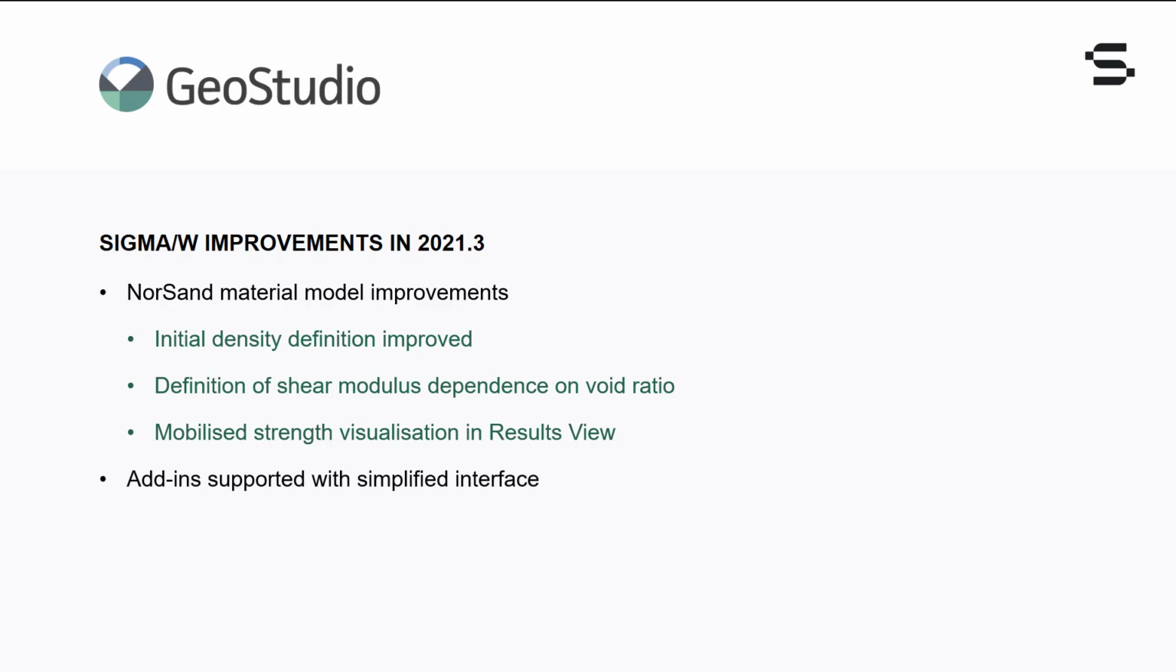Add-in constitutive models have been re-enabled in SigmaW. The add-in interface has been simplified and the functionality has been improved so that state parameters can be saved and persisted through time from one analysis to another, and plastic states can be set within the add-in and painted in the UI to track the evolution of yield and failure zones.